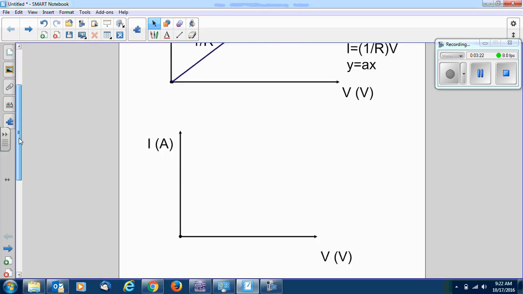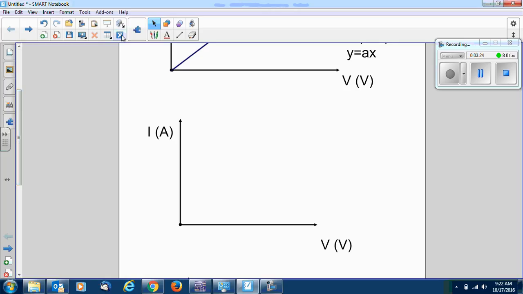So let's look at some other stuff. Well, the other element we know is the battery. The question is, can we do an IV curve for the battery? Here's my battery symbol. Of course we can. It's even simpler than the equation of the line.